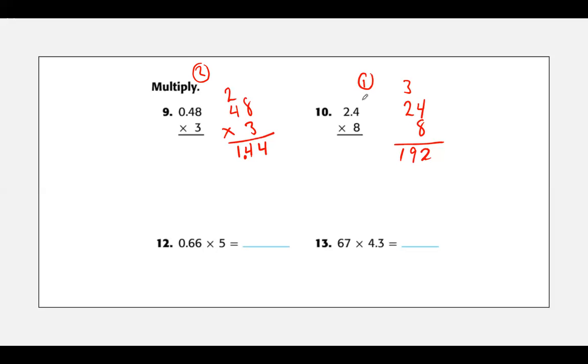How many numbers do I have? 1. So I just want 1 number there. So my answer is 19 and 2 tenths.